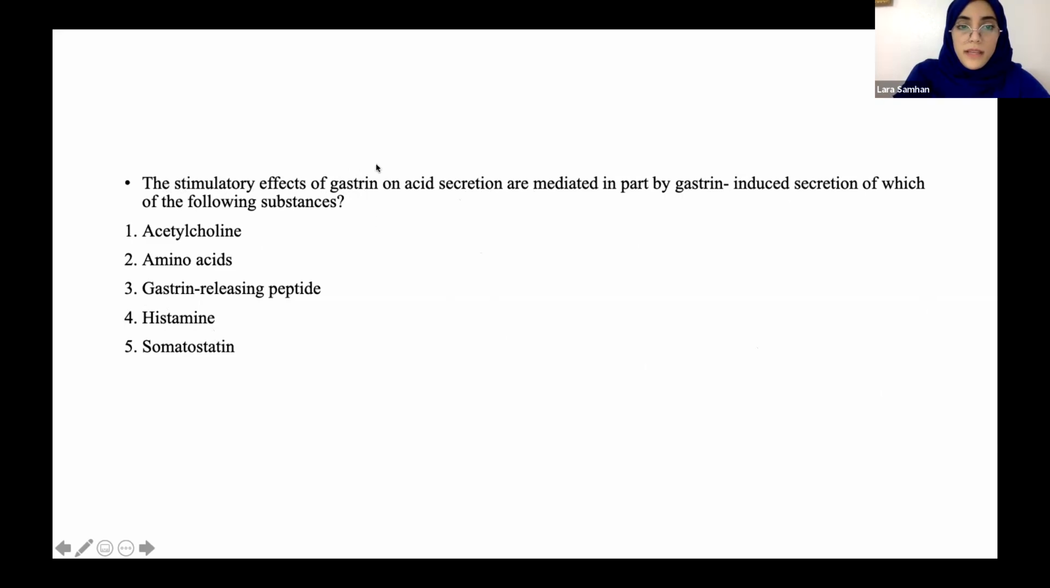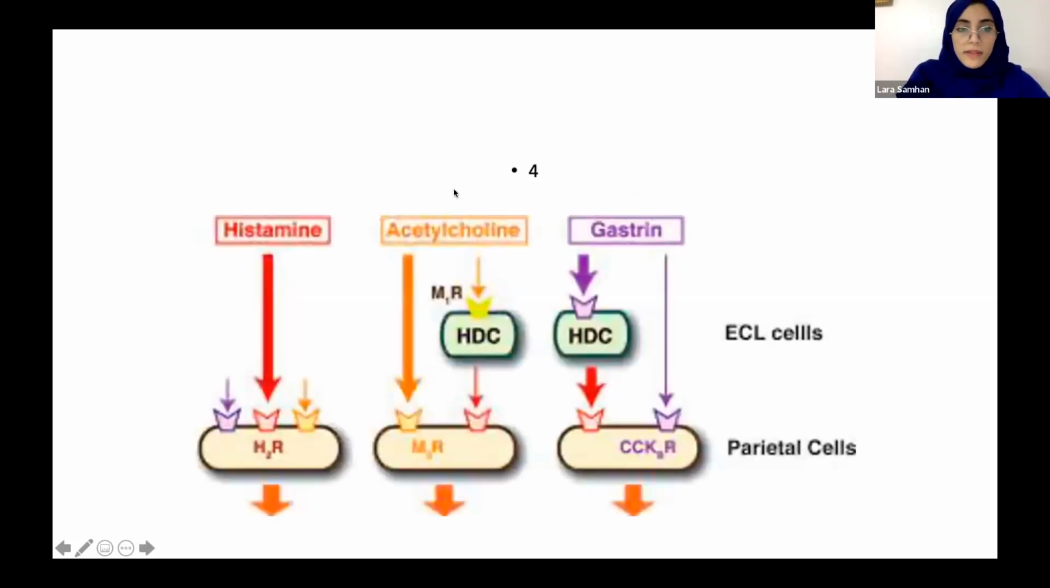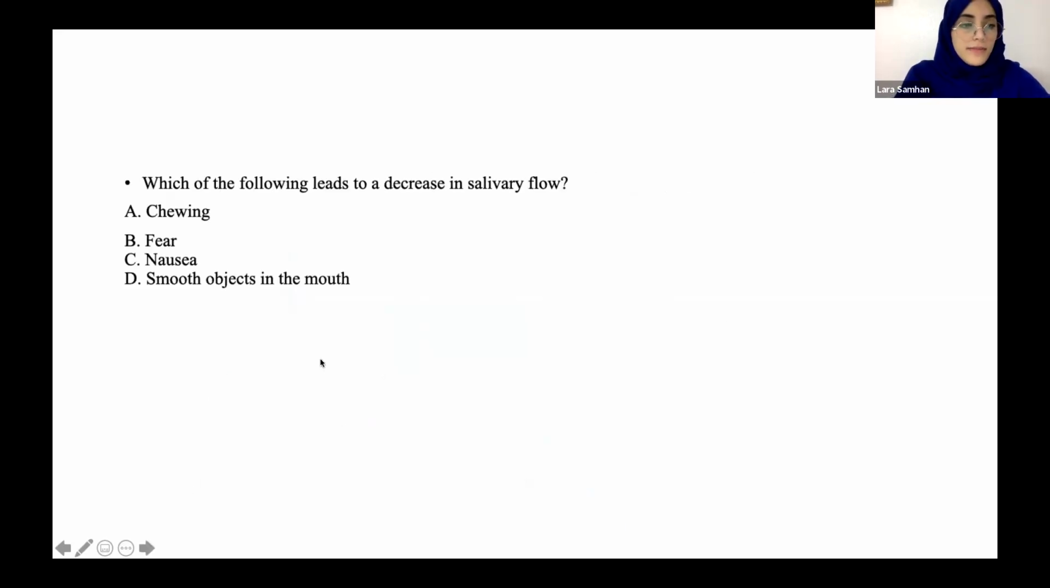So once you see the word gastrin in this question, even without reading the end of the question, you'll know that it's talking about gastrin, so it will most probably be histamine. We have a mini figure here that shows how histamine can help in the secretion of HCl, the same as the mechanism of action of gastrin. Perfect. Moving on to this question.